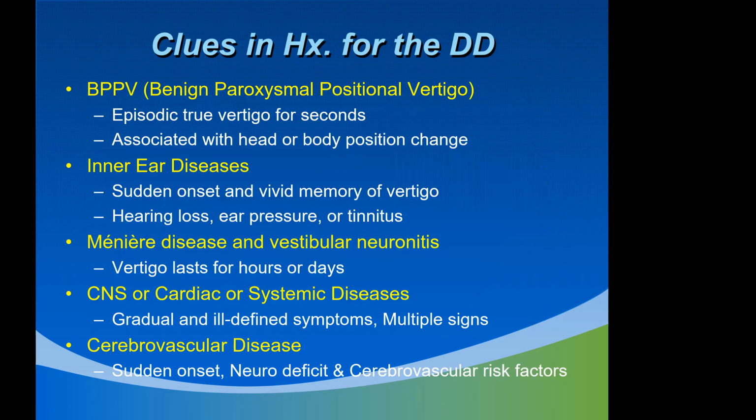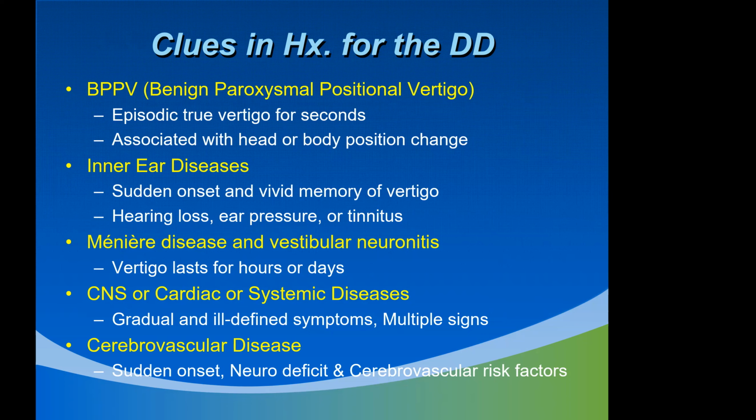Now, clues in the history for the differential diagnosis. You're all still in the history. BPPV, benign paroxysmal positional vertigo: episodic, true vertigo, lasting seconds. It is episodic, paroxysmal, short duration, a few seconds, associated with head and body position change. The patient says, "I'm all right, sir, when I'm sitting still. But when I'm lying down and coming into the normal position, or from sitting and trying to lie down, the change of position of the head decides the vertigo," and it is short-lived and occurs in paroxysms. The most common form of vertigo is BPPV.